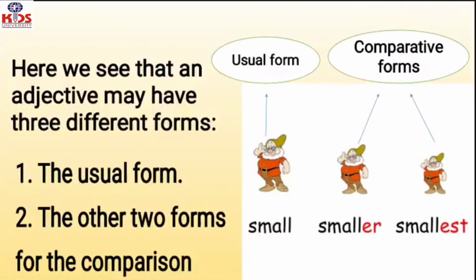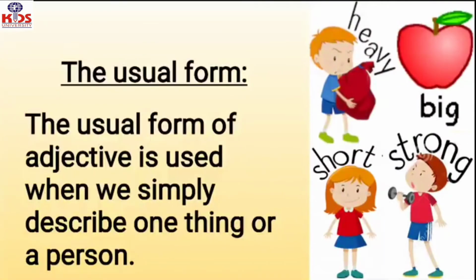Here we see that an adjective may have three different forms. Number 1 is the usual form, and the other two forms are for comparison. The usual form of adjective is used when we simply describe one thing or a person. For example, if we say, a boy is carrying a heavy bag. Here, we are not comparing the bag with any other bag. We are simply telling the quality of one bag.